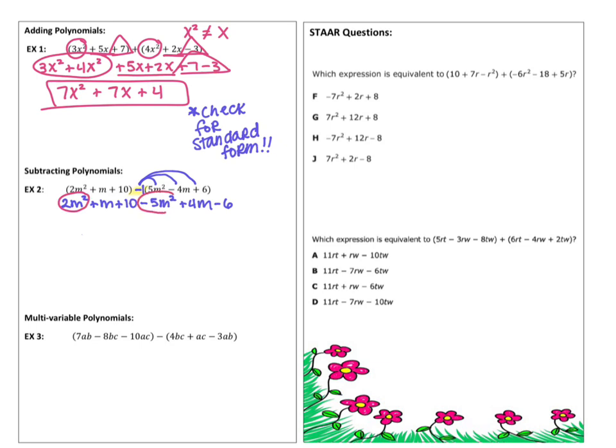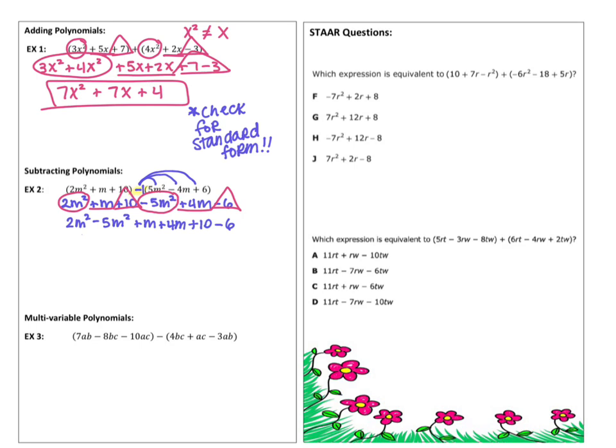Same thing, I'm looking for the m squareds first. I remember to circle the sign in front, going to be super, super important. And then I'm looking at my m's next. I'm just going to underline them. Plus m plus 4m. And then looking at my constants, 10 and negative 6, plus 10 minus 6. And then once again, I'm just going to combine those like terms to write my answer in its final form.